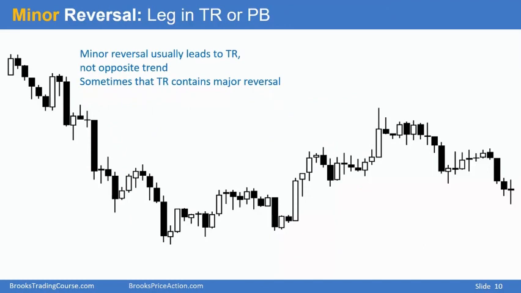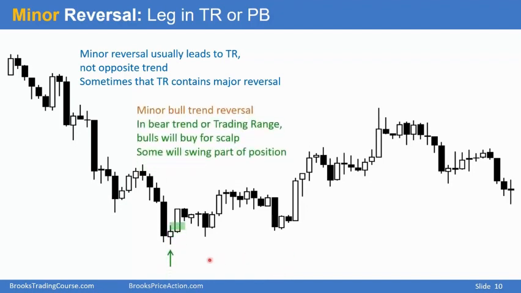Again, minor reversals usually lead to trading ranges or flags and not opposite trends, but sometimes the trading range can contain a major reversal. Here, a minor reversal, a very tight channel. Probably the best the bulls get is either a bear flag or a trading range. And in this case, they got a trading range.